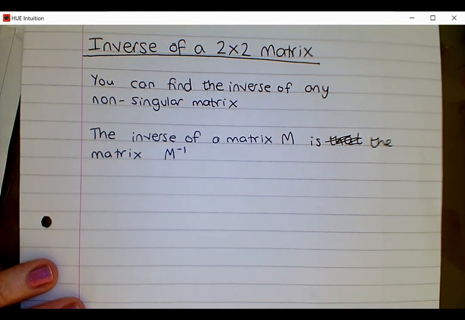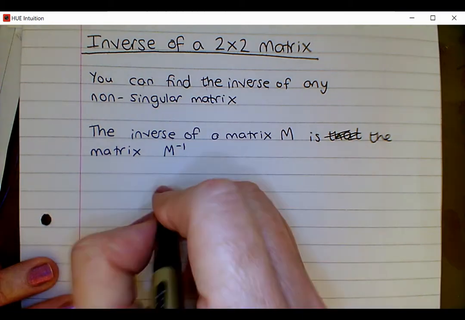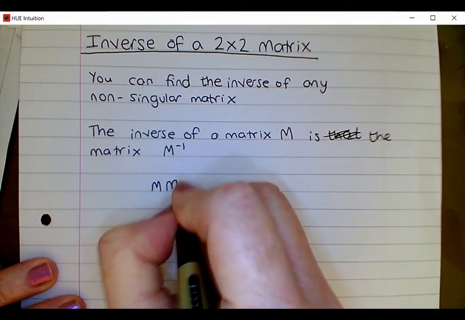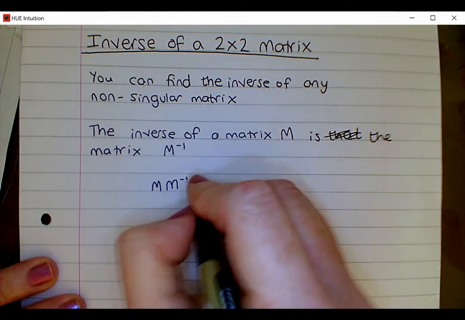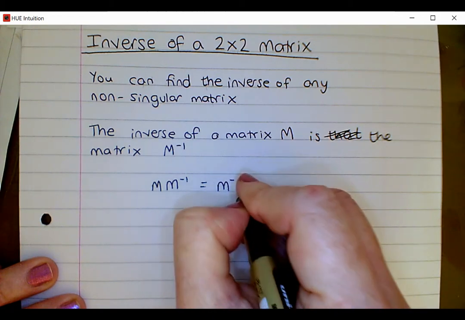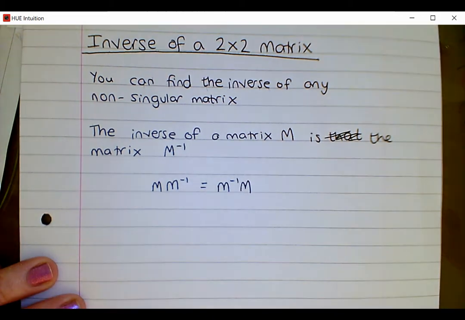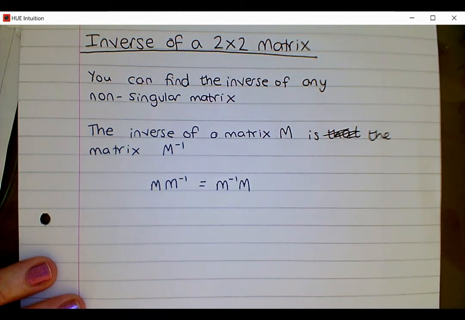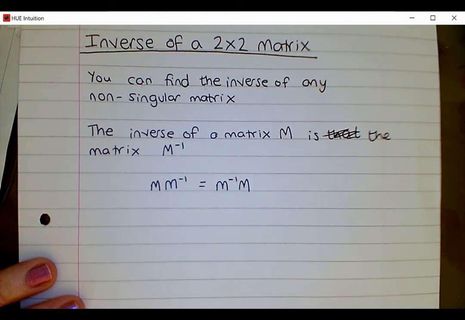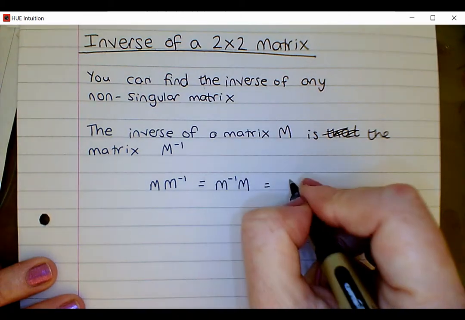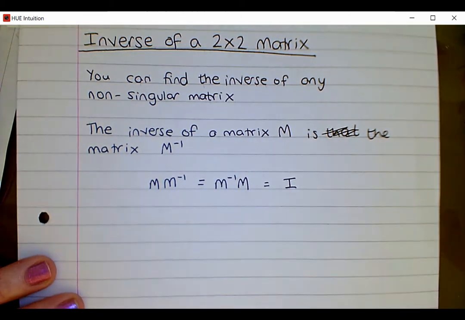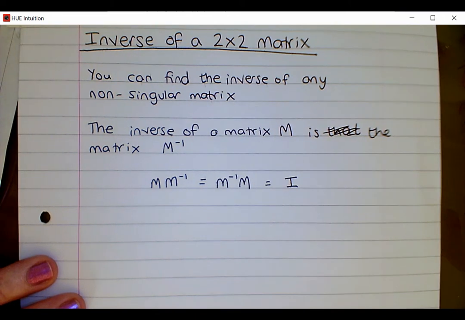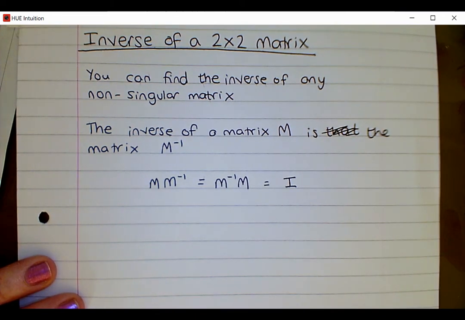And this inverse has the property that if you do any matrix times its inverse, that will be the same as the inverse times the matrix. So it doesn't matter what order you multiply them in. Remember, sometimes with matrices it did matter which order you multiplied them in, but for an inverse it didn't. And that will always equal the identity matrix. You should have watched a video of what that was. It was the matrix where the diagonals are 1 and everything else is 0.